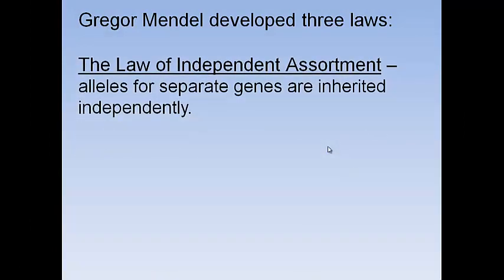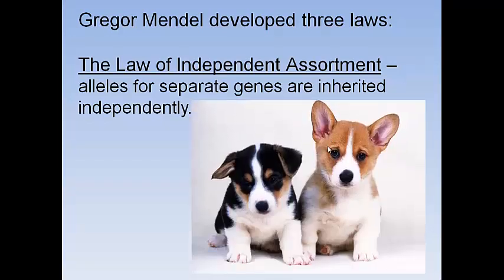And the last law is called the law of independent assortment. And it just says that basically traits are inherited separate from each other. They're not connected to one another. Let's look at these 2 puppies and use them as an example. Here we have a brown puppy with pointy ears, right? Over here we have a black puppy with floppy ears. But we could have a brown puppy with floppy ears, or a black puppy with pointy ears, because their color and whether their ears are floppy or pointy are inherited separately.